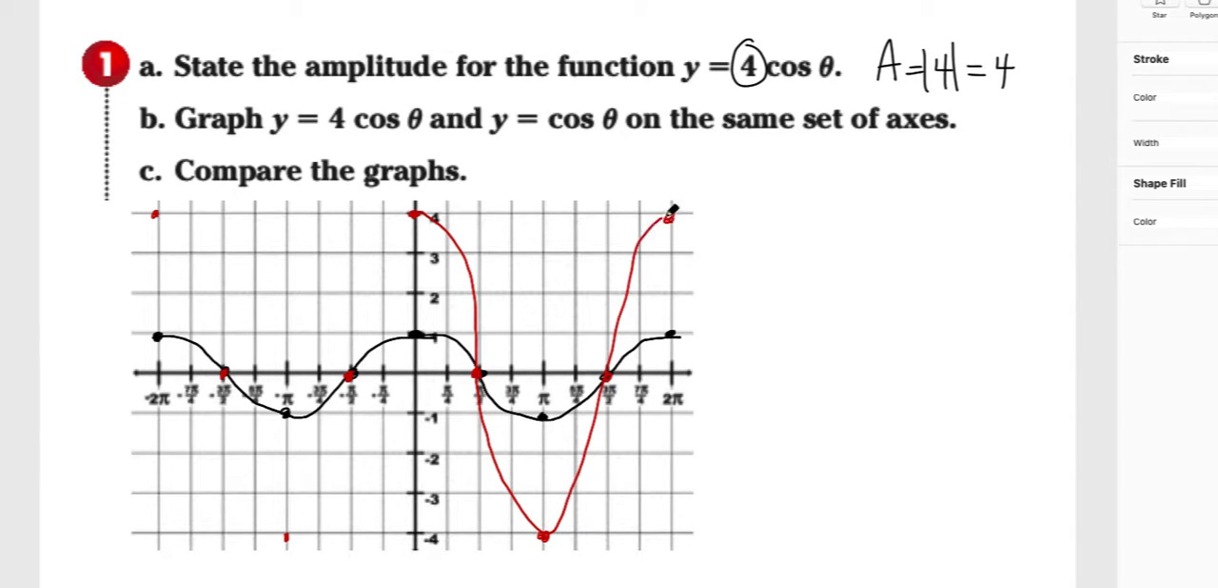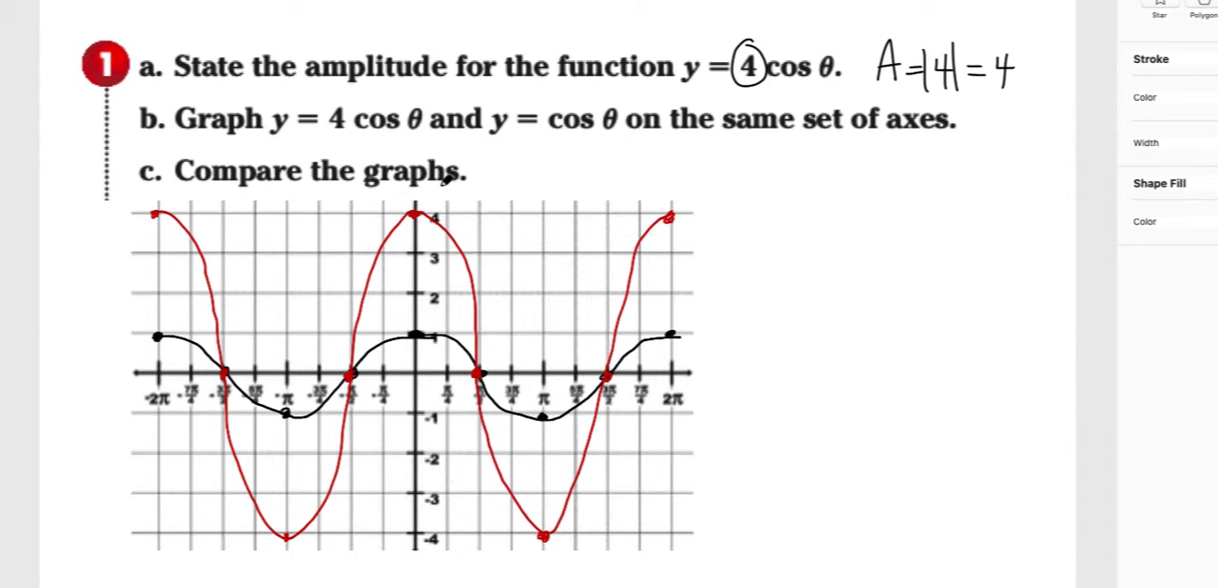So I know this isn't the prettiest graph, but it's going to get the job done. All right, so trying to take my time to show the curve. There we go. All right, that's the best we're going to do right now. So that's both of those: 4 times the cosine of theta and just the cosine of theta graphed on the same pair of axes.